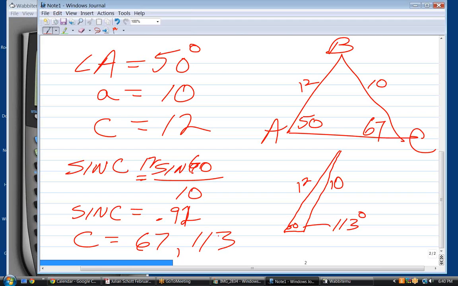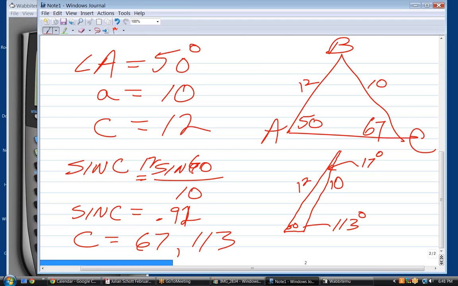If I would have added that 113 to whatever that angle is and got greater than 180, then this is not a possible solution. And I would have only had one triangle, the one that is at the top. And I proceed and solve that. But since the 113 plus 50 allows for this triangle here, what's that tiny angle up there now? This adds to 163. That's 17 degrees. Okay?